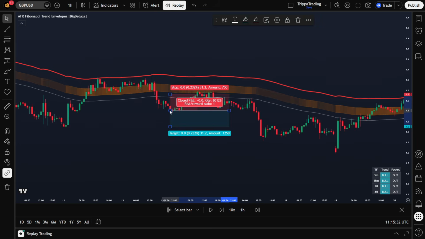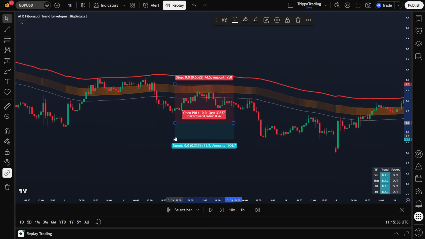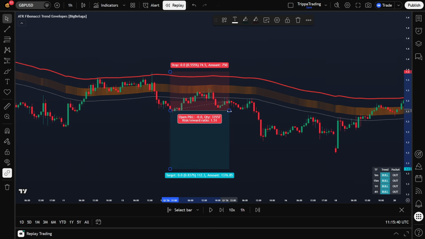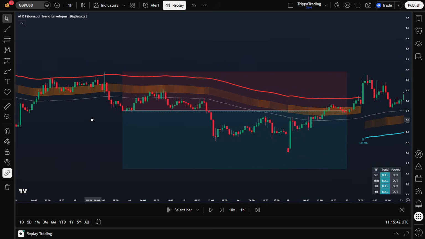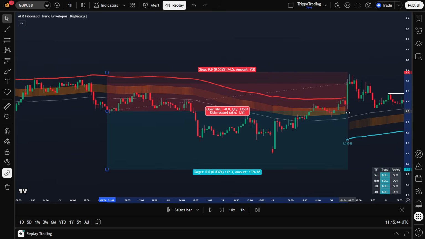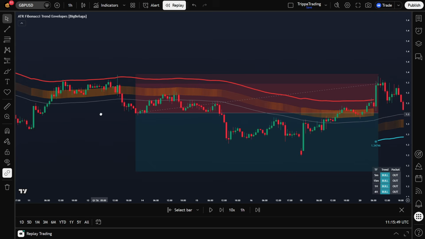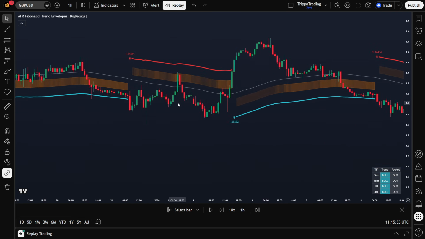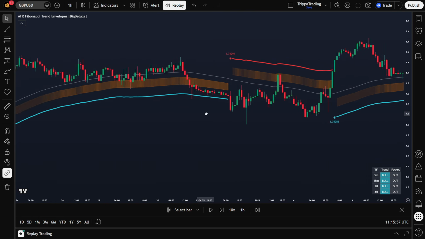Now, of course, even a very clean setup can still fail. This strategy is accurate, but it is not magic. There is no strategy with a 100% win rate. That is why risk management still matters. Keep your stop loss in a logical place, do not risk too much on one trade, and stay disciplined with your target. Good setups help, but strong risk management is what keeps you in the game.